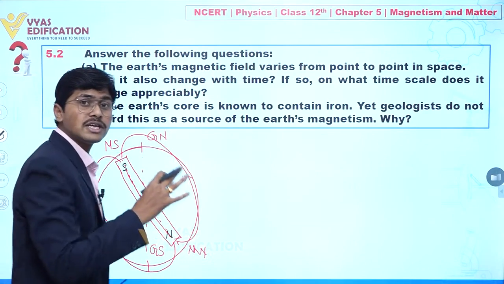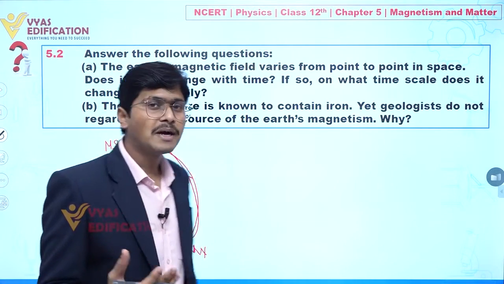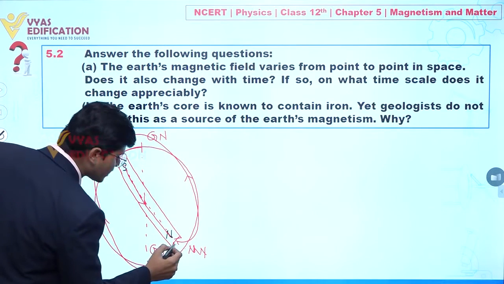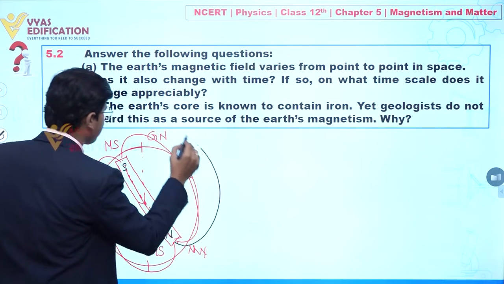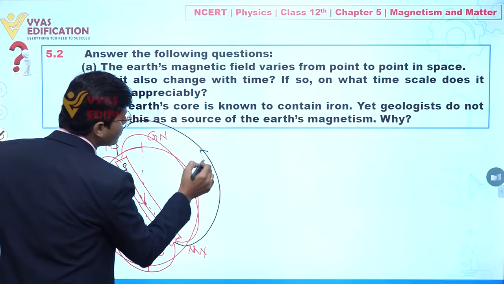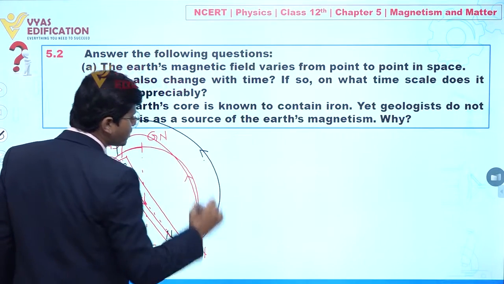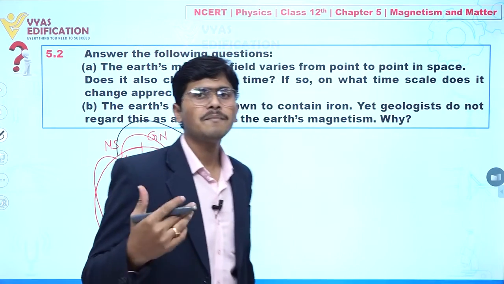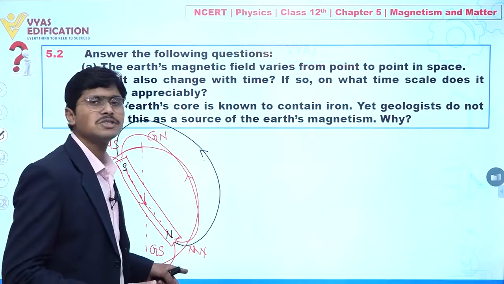Here the relative strength of the magnetic field will be more, but if I am talking about these points, let us suppose I am saying like this, clear. If I am talking about the magnetic field at this point, definitely we can say the strength of the magnetic field will be less compared to this one, clear.